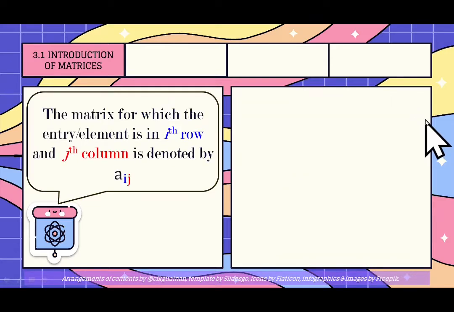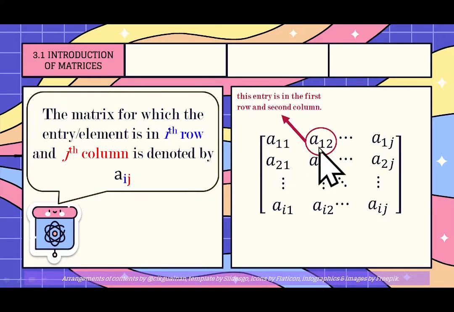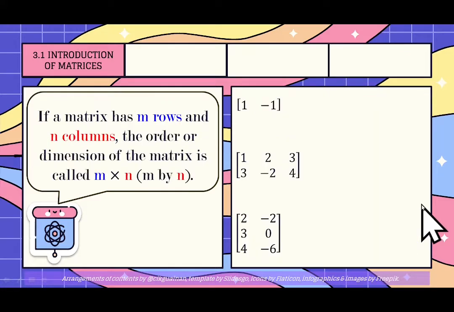The matrix for which the entry or element is in the ith row and jth column is denoted by a sub ij. So from this matrix, for example, this is the entry in the first row and the second column. This entry is in the first row and jth column. This entry is in the ith row and the first column, and this entry is in the ith row and jth column.